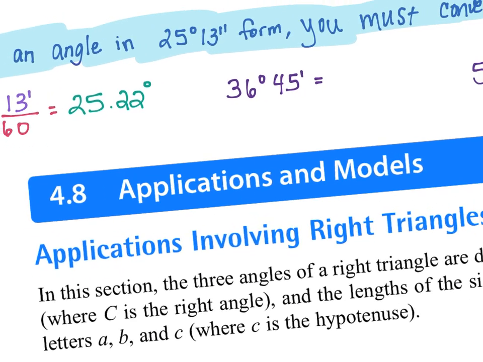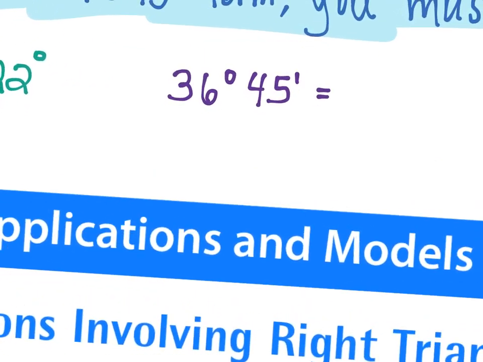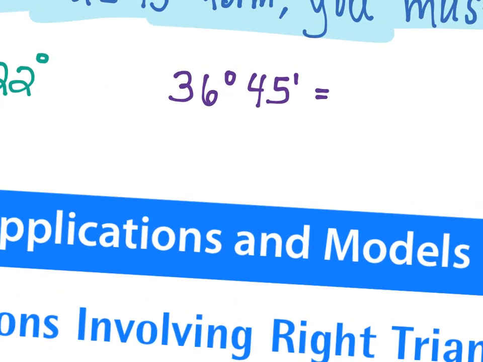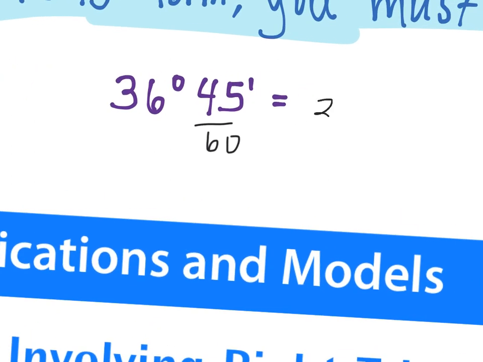So if you're given an angle like this, 36 degrees, 45, what should you do with that 45? Okay, we're going to divide it by 60. So do that in your calculator. So I have 36 point. What's 45 divided by 60? 0.75. Okay, so it's 0.75 degrees.